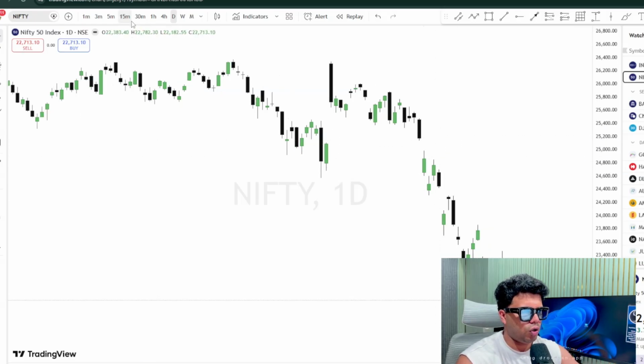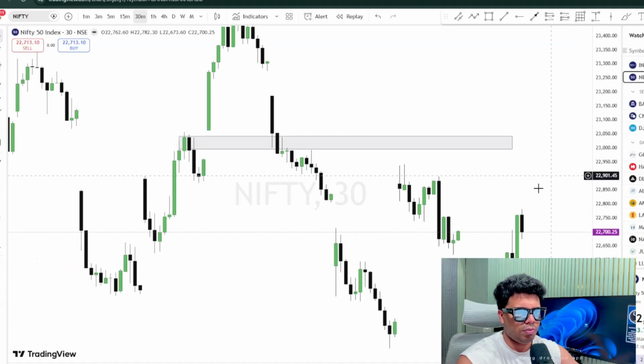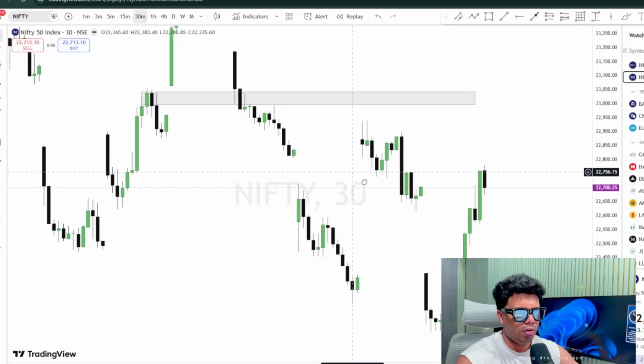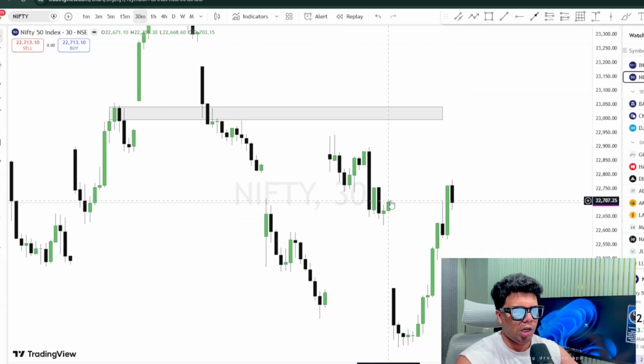This is a gap. Right now I'm switching to a smaller time frame, which is a 30 minutes time frame. See this, the market closes here, the next day opens here. The market closes here, the next day opens here. The market closes here, the next day opens here. For example, if you enter from here on the long side, just take it as an example.